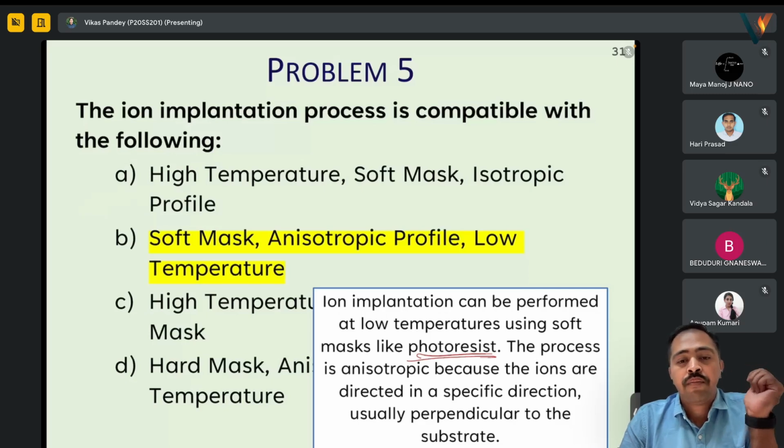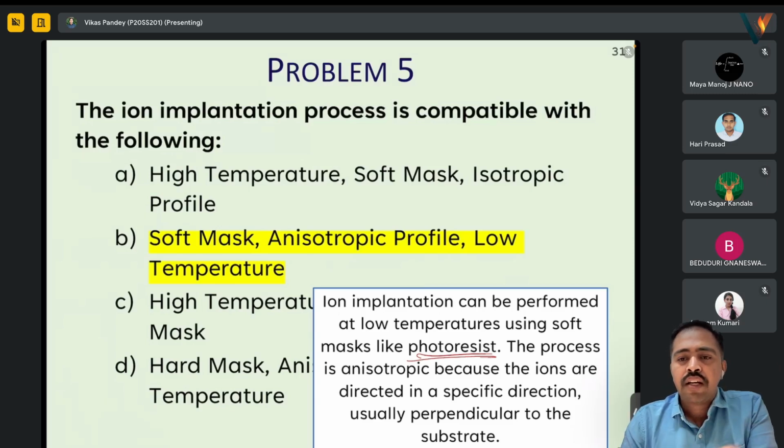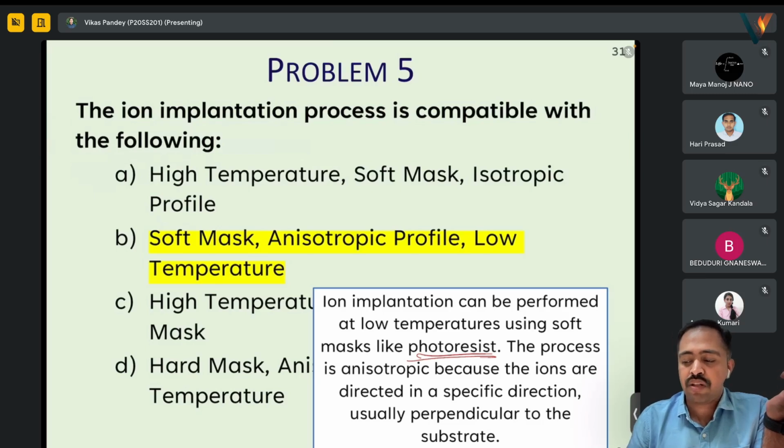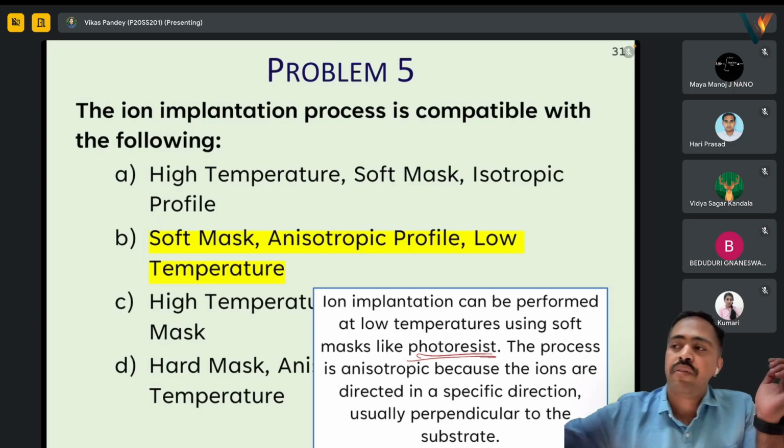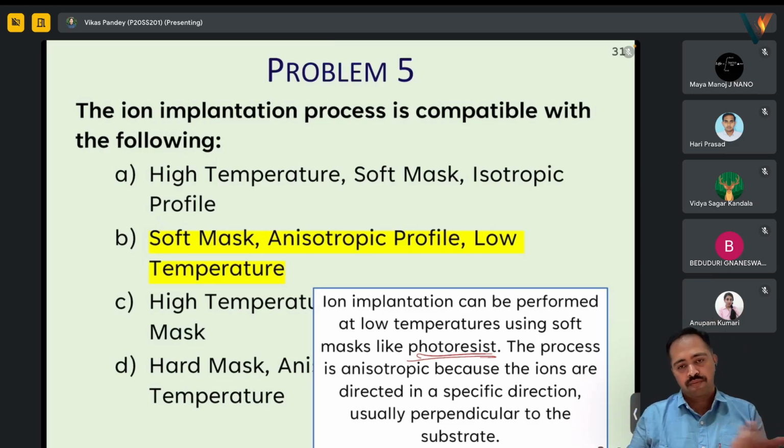Sir, other than SiO2 for hard mask, are there any other materials? Yes, silicon nitride is there. Most of the dielectrics we are talking about we can use, but SiO2 is very common because it is the easiest to grow and it gives a very good interface. SiO2 interface is said to be very good, and that is why it is very common. Silicon nitride is also used, and in fact, when we talk about passivation, silicon nitride is the preferred one compared to SiO2.